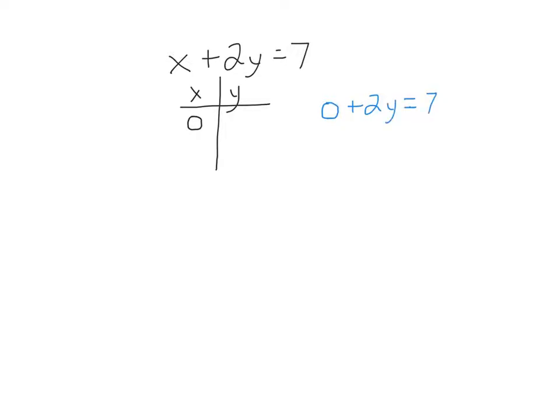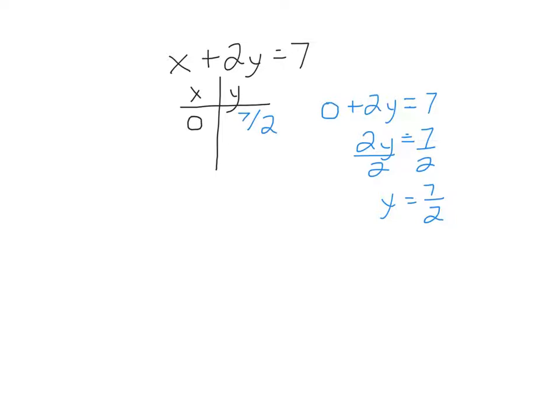And then if I just want to solve that for y, I have 2y is equal to 7. I would divide both sides by 2, and that means that I would have y is equal to 7 halves. So I have y is equal to 7 halves for an answer for y. And you can certainly have that.